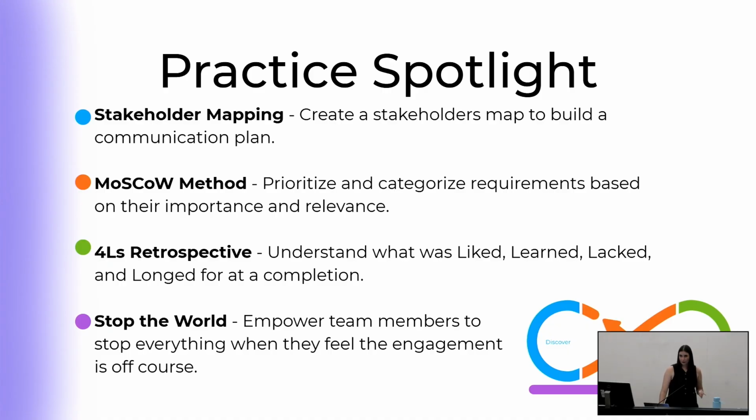So now I want to do a bit of a practice spotlight. I've picked out here 4 different practices from each different phase of that Mobius loop. So starting with stakeholder mapping, this is a really powerful tool to solve that problem of you started a project, there's so many new names and faces, who is who? Who do you really need to care about in terms of involving in your project, keeping informed, and know who to go to for what.